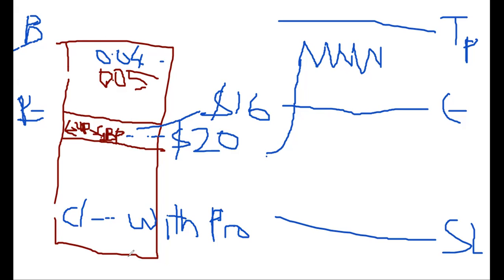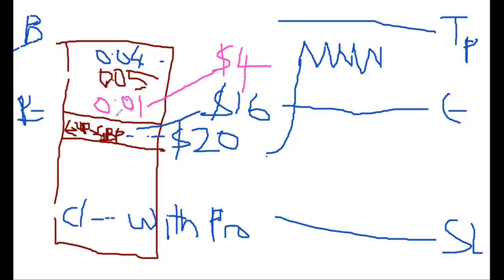Now, the question is, is that all? No. Remember, he closed 0.04 out of 0.05. So class, 0.01 will be left. Now, this 0.01 will take care of what? The remaining $4 in the market. The 0.01 will now take care of the remaining $4 in the market.